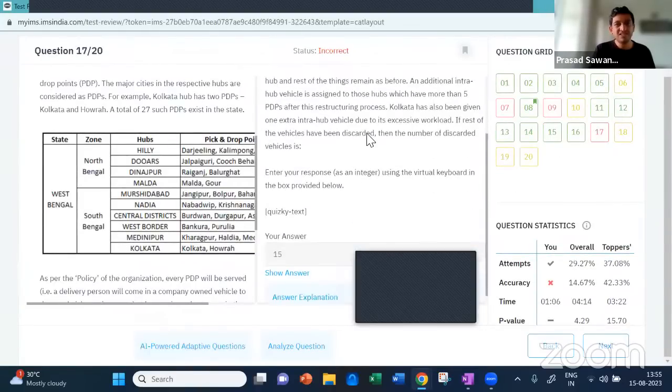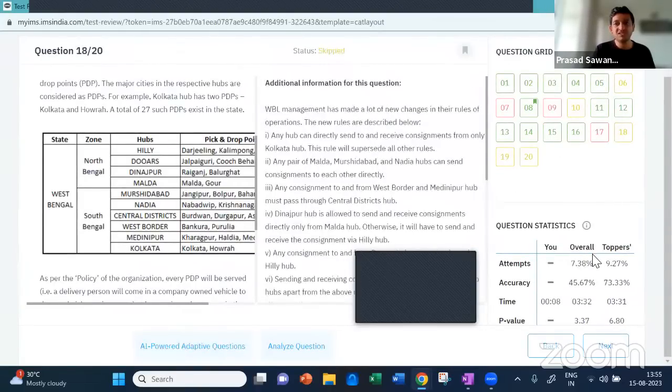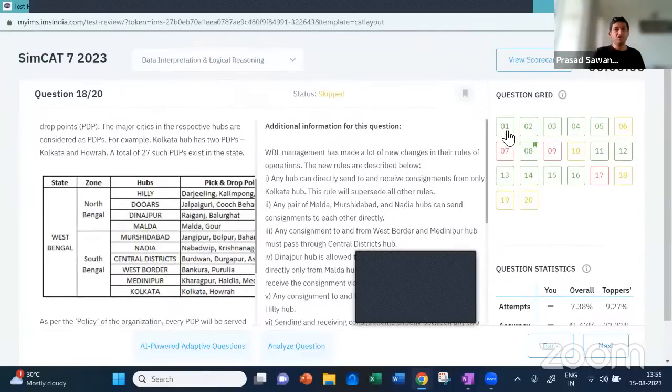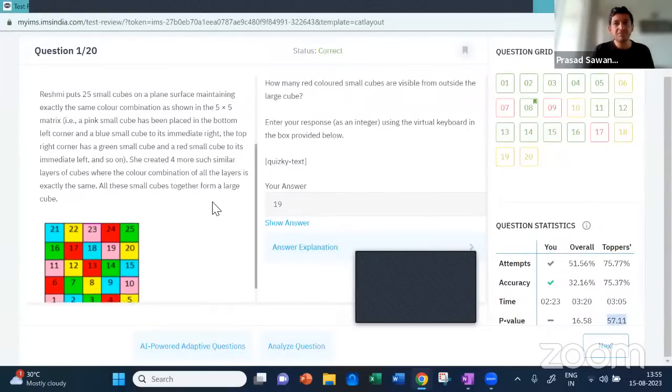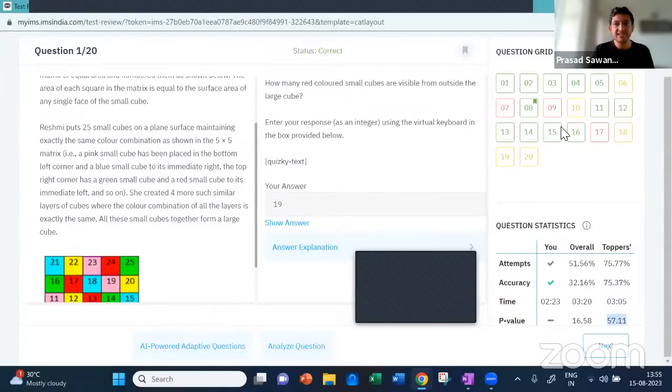What happened in the 17th? There was a lot of information given. Then I didn't want to do this, and so on. So if I want to look at my attempt strategy, if you look at it, 57.11. So this was a set which was categorized as B. Whenever you see p value of toppers between 30 and 60, it will be category B. If it is above 60, it will be category A, and if it is below 30, it will be category C, right? So here 57.11 was the p value, so we can say it's category B safely.